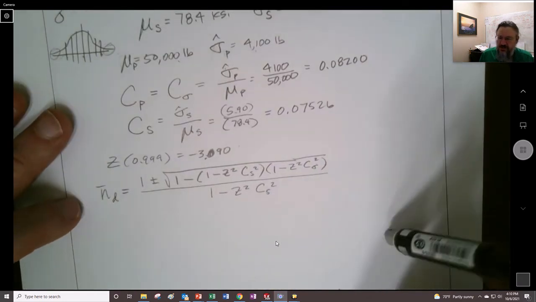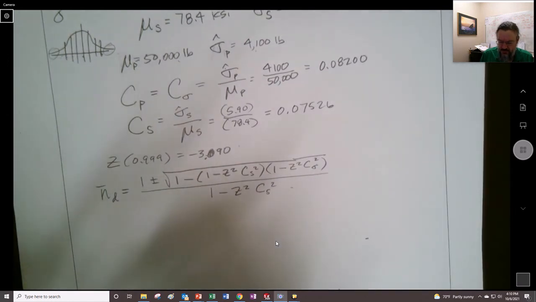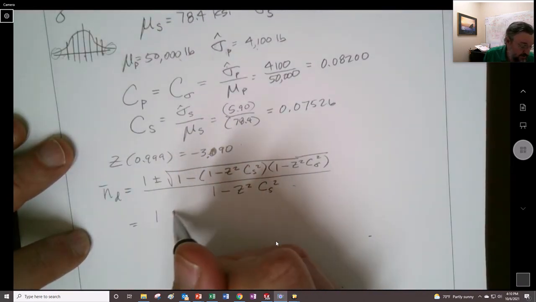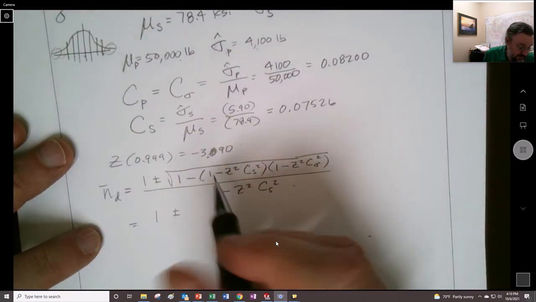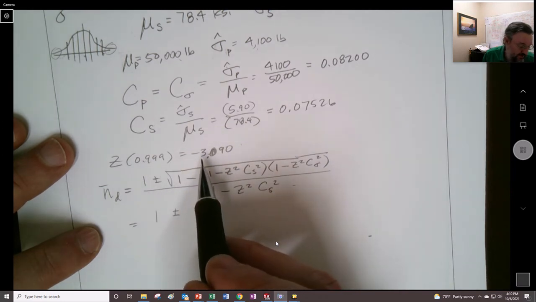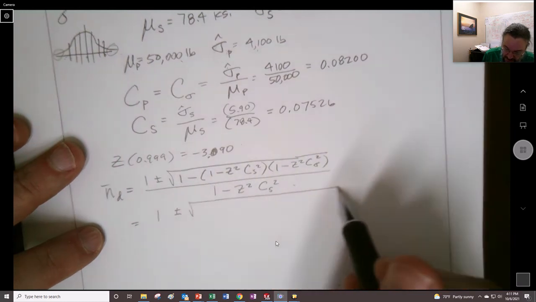Be interesting to mess with this and see how they got to this. I bet it's not that complicated to figure out, but I haven't messed with it any yet. So anyway, 1 plus or minus, and it'd be interesting to decide what the differences between the plus and the minus are right in here. I think it depends on how big this thing is going to be.